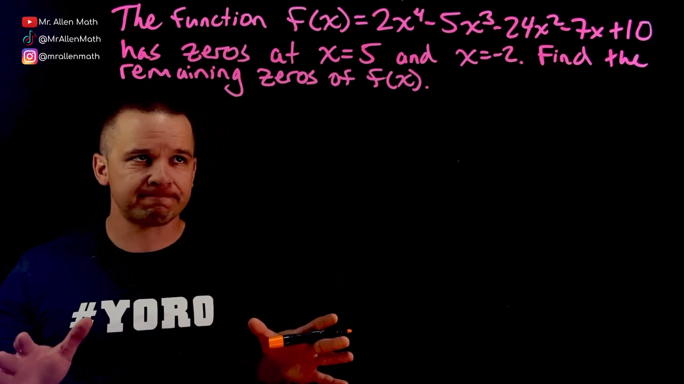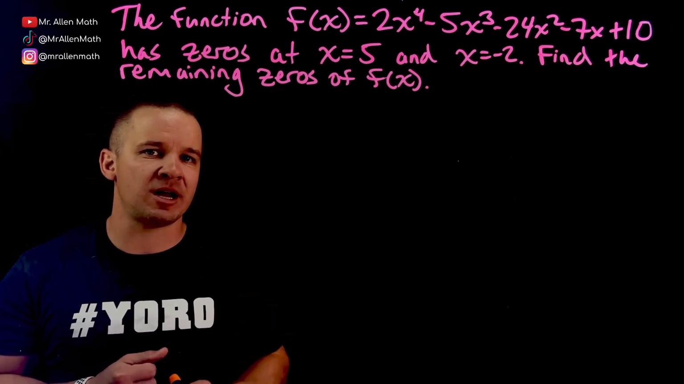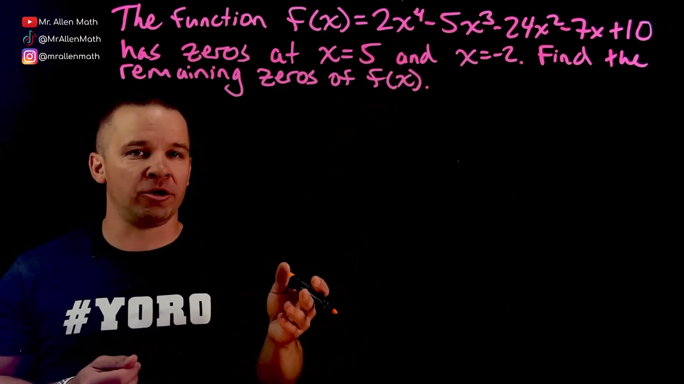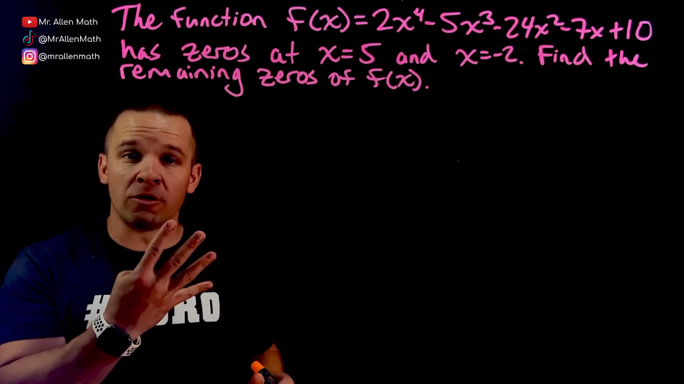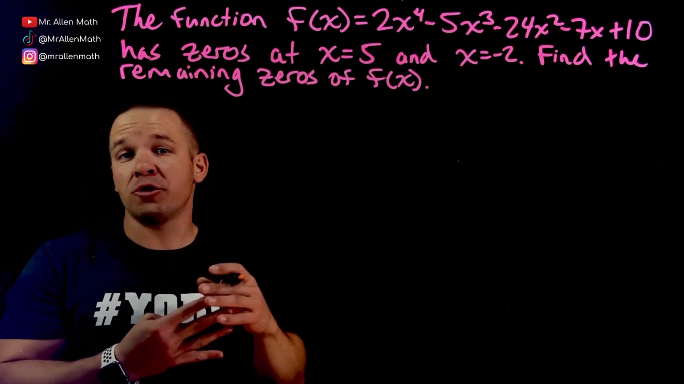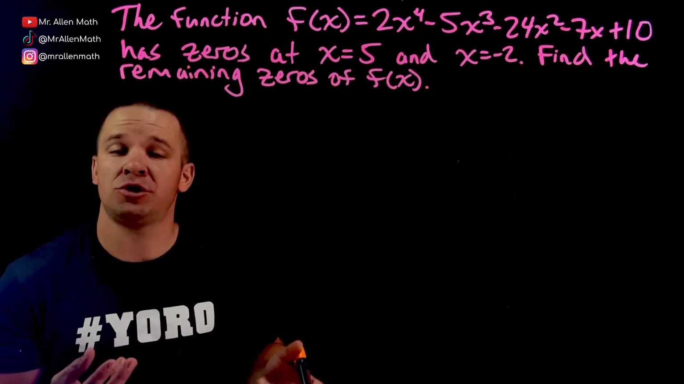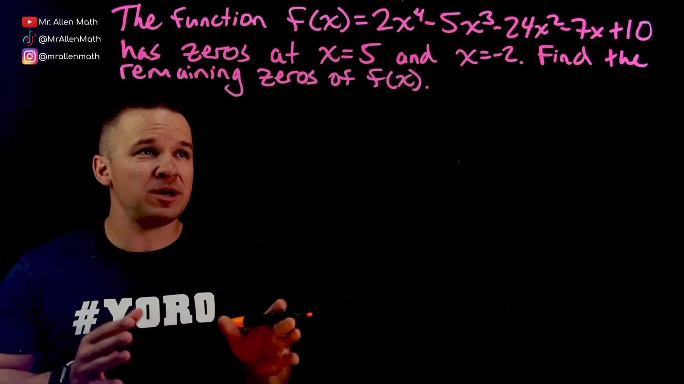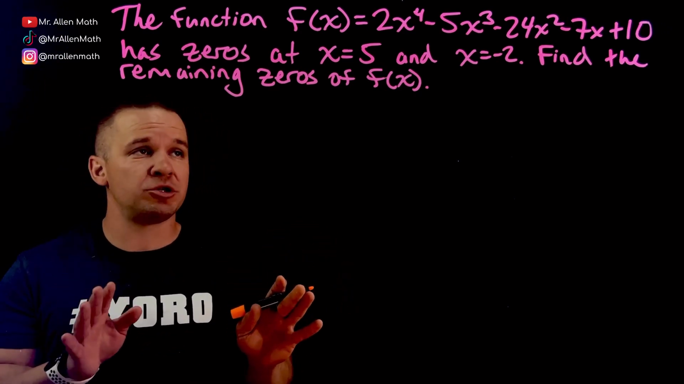Well, first off, how many zeros should this function have? It's a quartic polynomial, degree of 4, so it should have 4 solutions. Not necessarily 4 unique solutions, because you can have a multiplicity of 2 or a multiplicity of 4, whatever it could be, but 4 solutions is what we should get here.